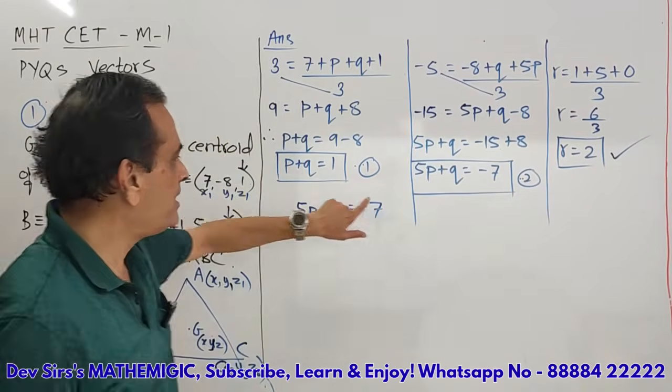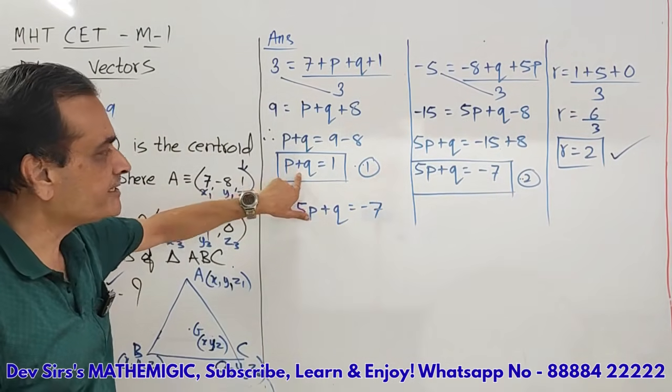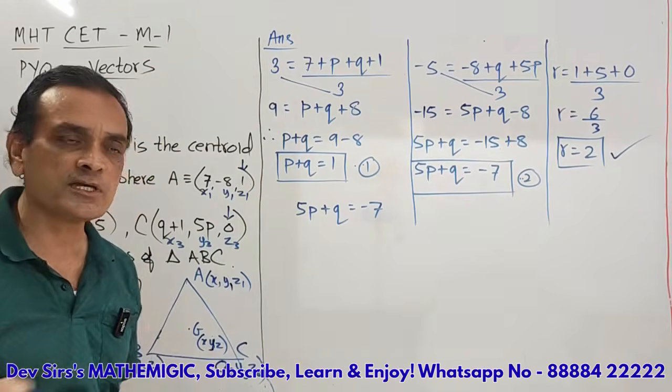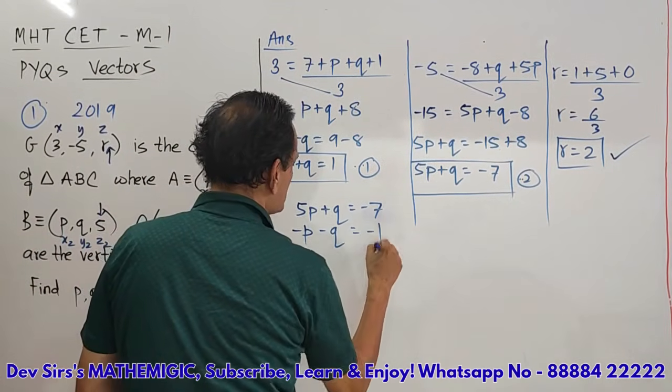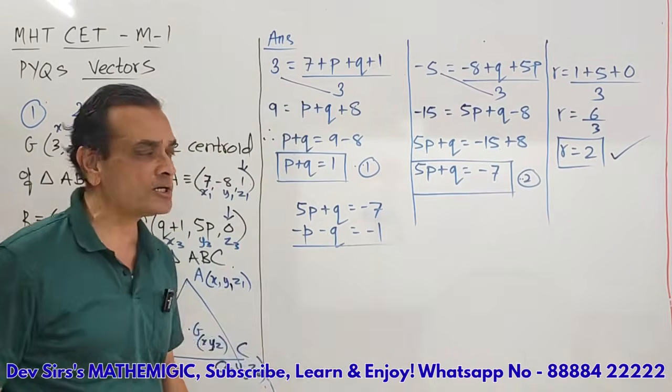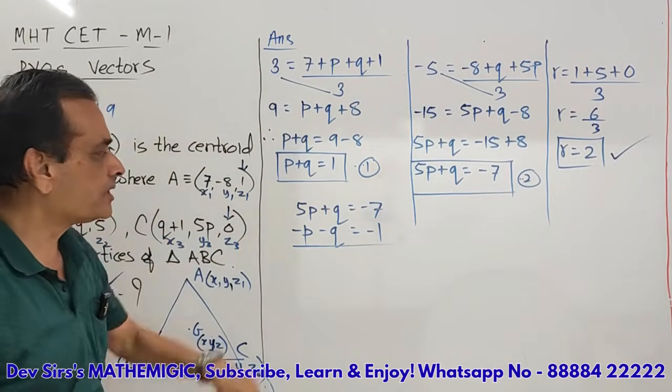यहाँ पे q है, यहाँ पे भी q है. So I will subtract this equation from this. Subtract and change the signs. So minus p minus q equal to minus 1. Signs q change करना है because plus q minus q cancel होना चाहिए.